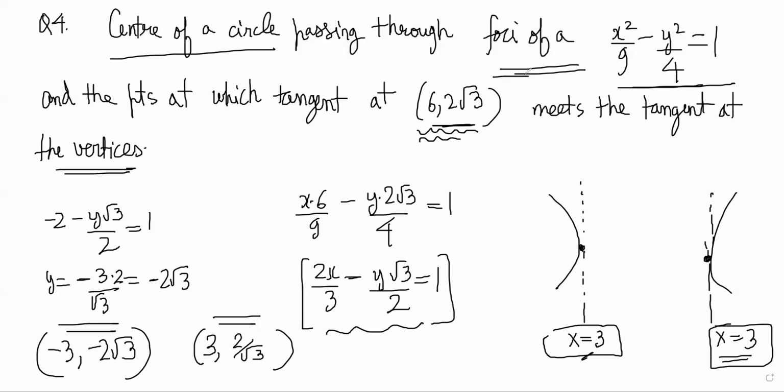Also, the circle has to pass through the foci. What is the focus of this hyperbola? Root 13 comma 0 and minus root 13 comma 0.